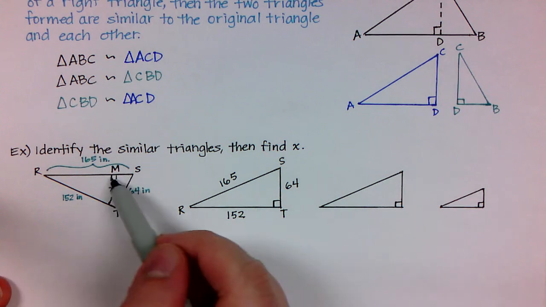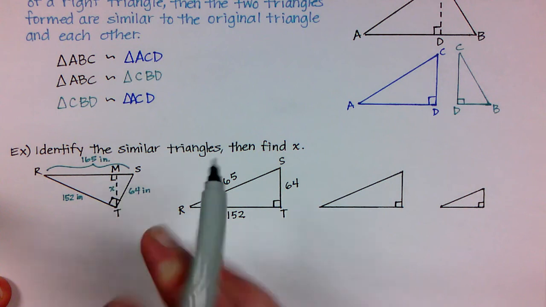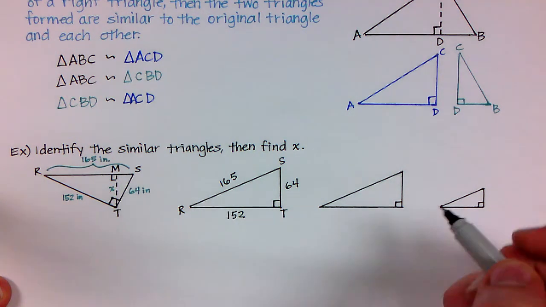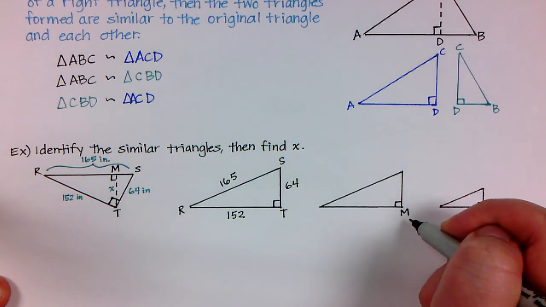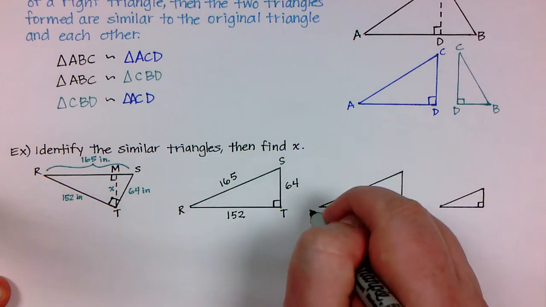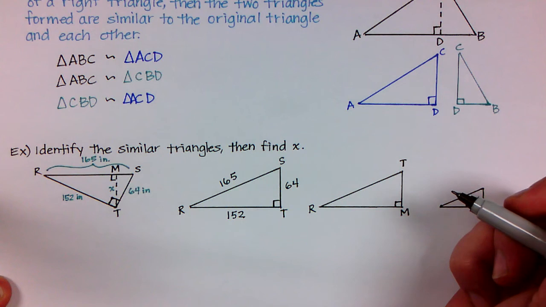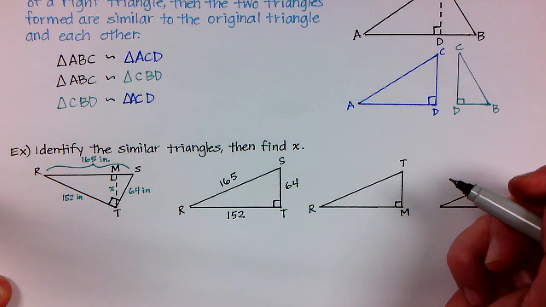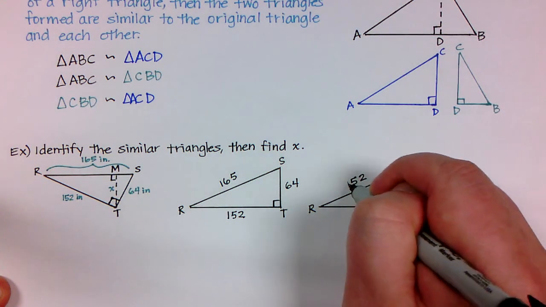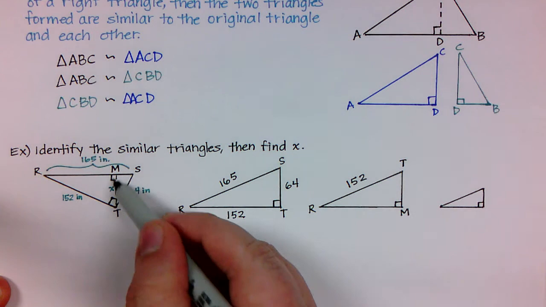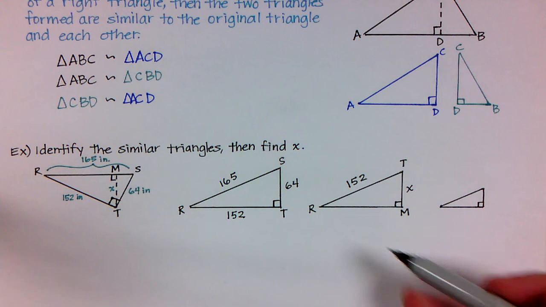Then I'm going to draw this other half of the triangle. I need to flip it around and look to see where the right angle is. That is the point M, and the point down here is still R, and it's going up to T. I just want to make sure that I draw them in the correct order. Do I know any of the lengths? From R to T, that's 152. And the only other thing that I know is from M to T, it's labeled as X. I don't know R to M, so I'm going to leave that alone.